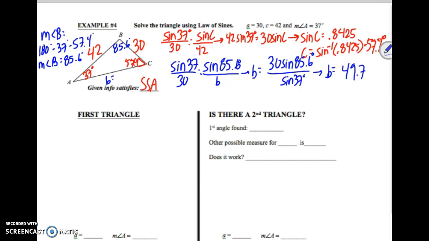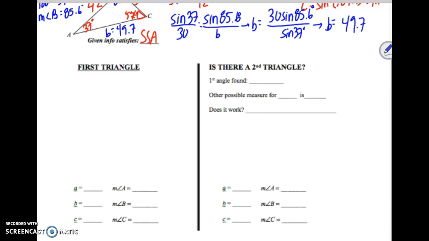And now we have found all of our side lengths and missing angles. So looking at this first triangle, we know the side length of A is 30, side length of B was 49.7, and side length of C was 42. The measure of angle A was 37 degrees. The measure of angle B was 85.6 degrees. And the measure of angle C was 57.4 degrees. The first angle we found was the measure of angle C, and that was 57.4 degrees.